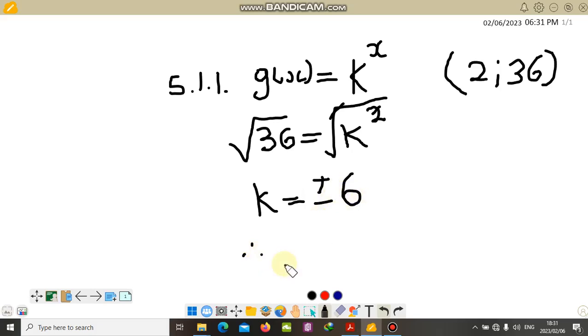Therefore, k is equal to what, guys? Here it says plus or minus. But for us, we know that k is equal to positive 6, because that is what we were told. So it has to be positive. So here's the answer, guys. This is the value of k.